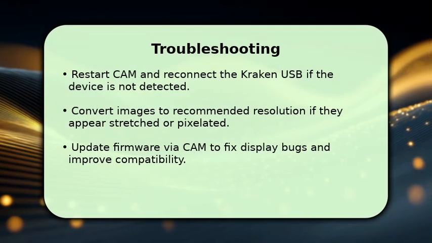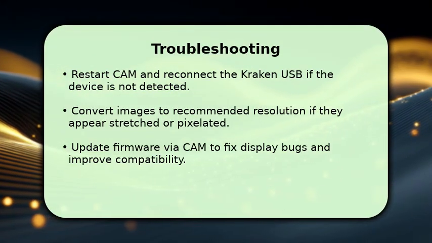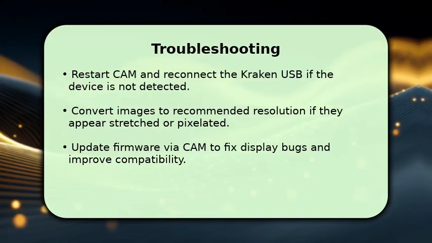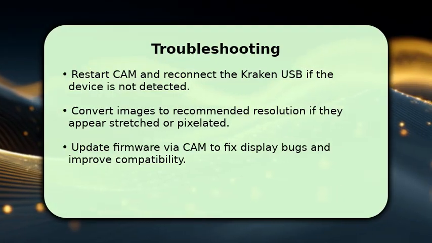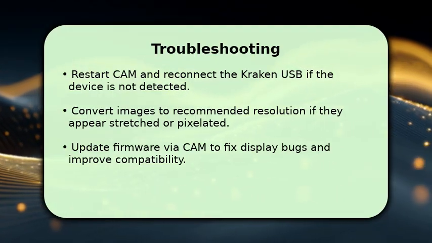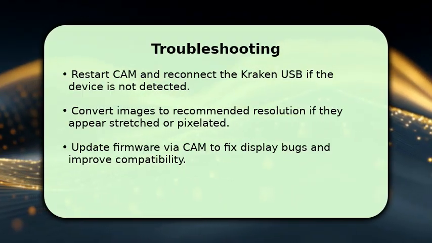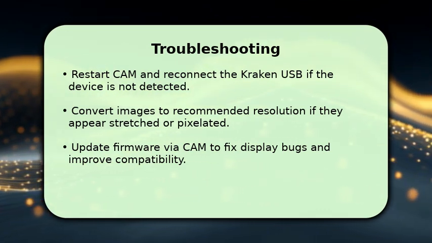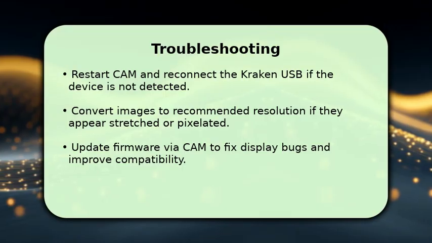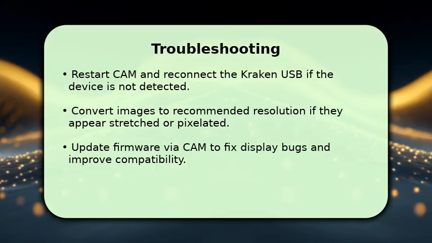If the Kraken display fails to update, try simple fixes first to save time. Reboot CAM, unplug and replug the Kraken USB or HDMI, then retry your upload. If images look wrong, resize them to the display resolution and use PNG or optimized GIF. Finally, check for firmware updates inside CAM to resolve many display glitches and improve performance without needing deeper troubleshooting steps.